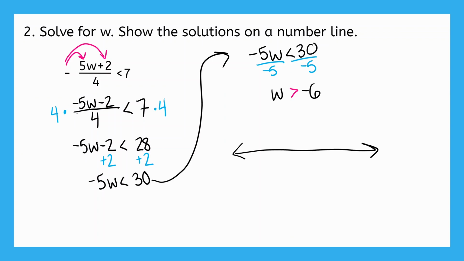Then I can show my solution on a number line, just like we did when we were going over the first method to solve this inequality.